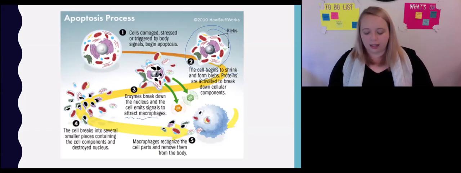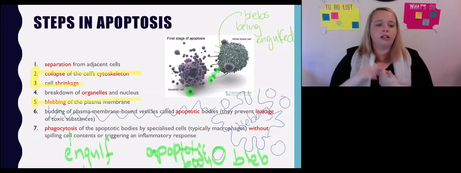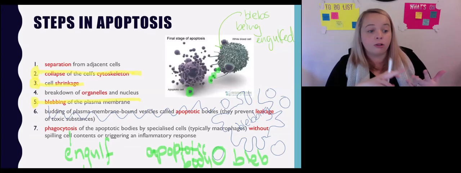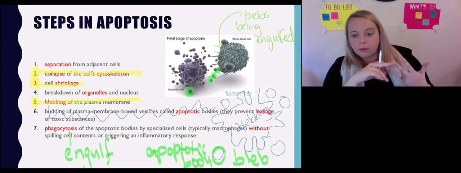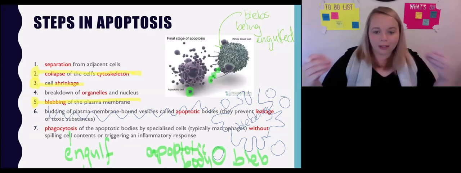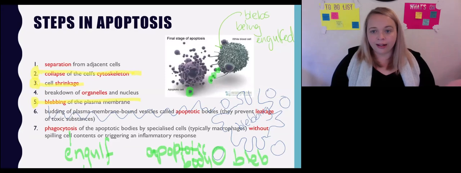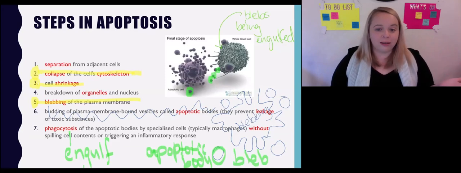And so that's it. If we go back to these steps, really, really hone in on the collapse of the cytoskeleton, the cell shrinkage, and the blebbing of the plasma membrane. They're our main steps in apoptosis. What happens to those blebs afterwards is that phagocytosis. And that is the end of what are the steps in apoptosis.